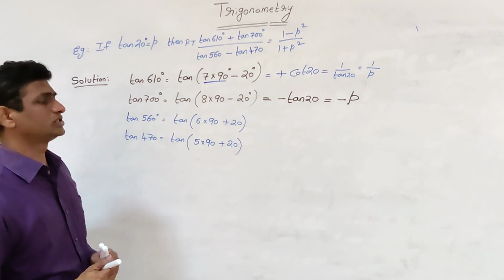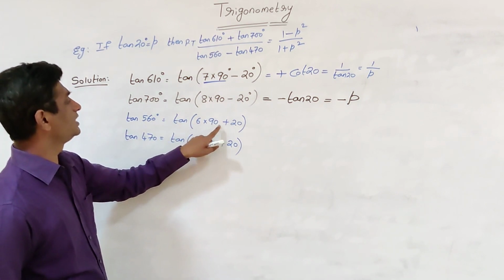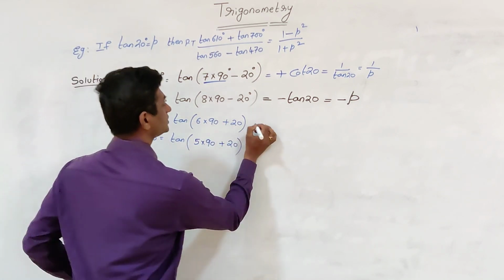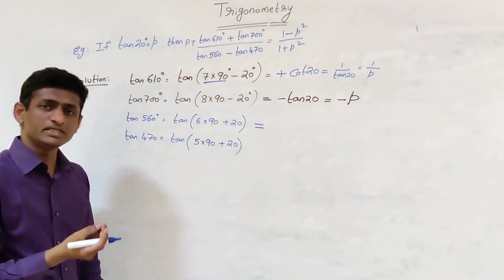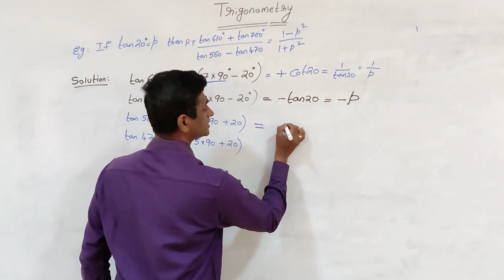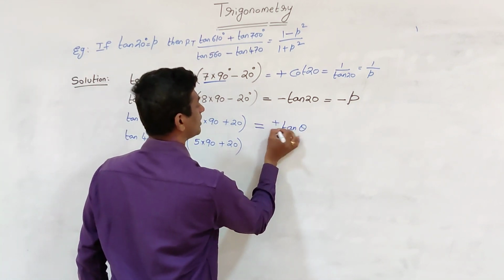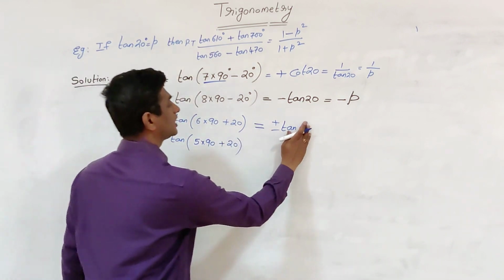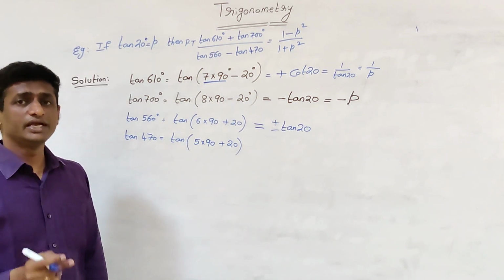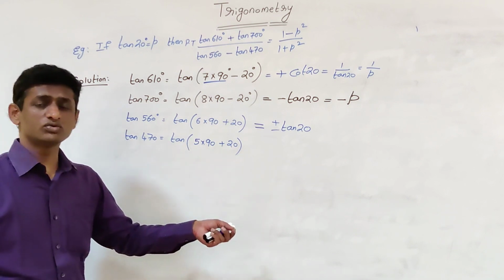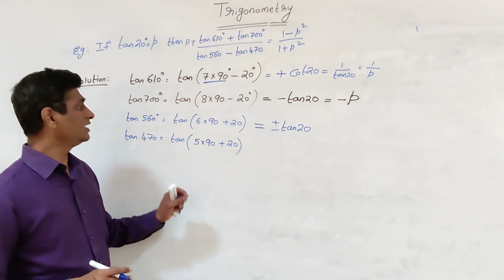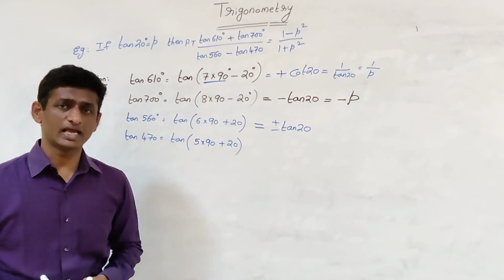Next, tan 560 degrees. So tan of 6 into 90 plus 20, 540 plus 20 gives 560. As 6 times 90 is an even multiple, the trigonometric ratio does not change. So it will be plus or minus tan theta, but here theta is 20 degrees. But what sign we should consider is very, very important. Is it plus tan 20 or minus tan 20? That is decided by in which quadrant 6 times 90 plus 20 lies.